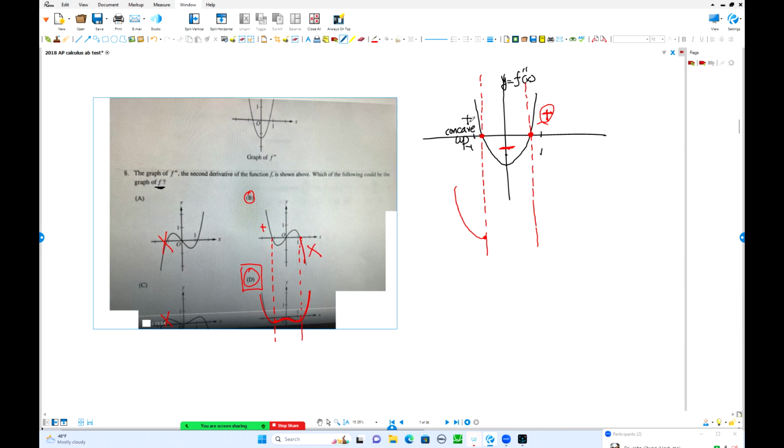A and B, first there is concave up, but this is concave down. The last one is also concave up, but this is concave up. This is okay, but this is concave down. Okay, so A, B, C, they are all out from the first and last one. Makes sense.